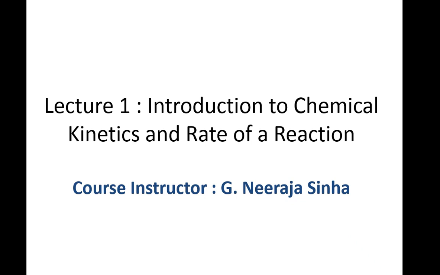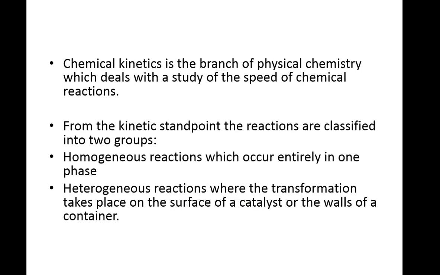Lecture 1 deals with introduction to chemical kinetics and rate of reaction. What is chemical kinetics? Chemical kinetics is a branch of chemistry which deals with the rates of chemical reactions and the factors which influence the rates of reactions. So in chemical kinetics, you have two kinds of reactions. One is homogeneous reactions and the other one is heterogeneous reactions.